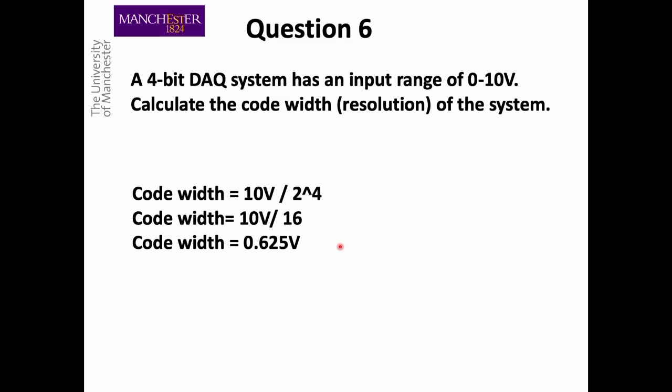So we've got a 4-bit system, so the code width is 10 volts divided by 2 to the power 4. 2 to the power 4 is 16, so our code width, so our resolution, is 0.625 volts. So it's not really a system with a high resolution, is it? If we wanted to increase that, and we did, I don't know, an 8-bit system, 2 to the power 8, 256, I think, a lot higher resolution. So those are the two ways that we can improve that.